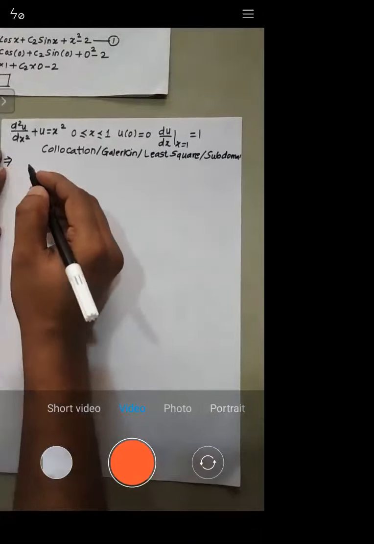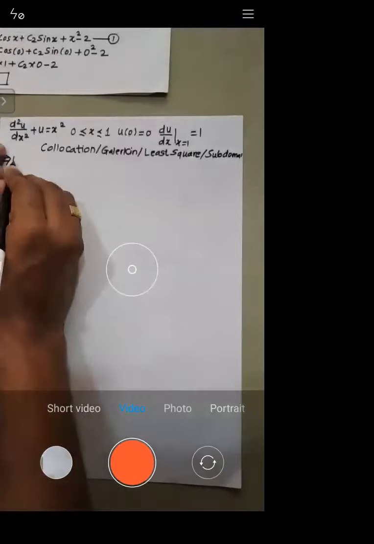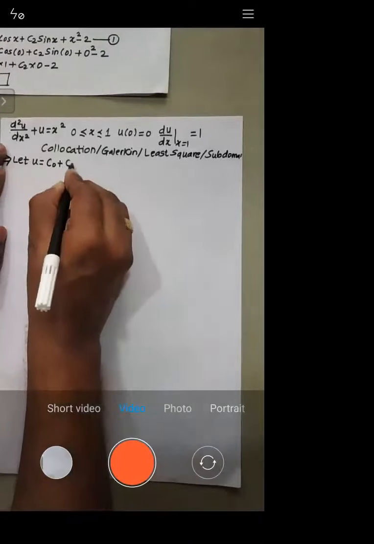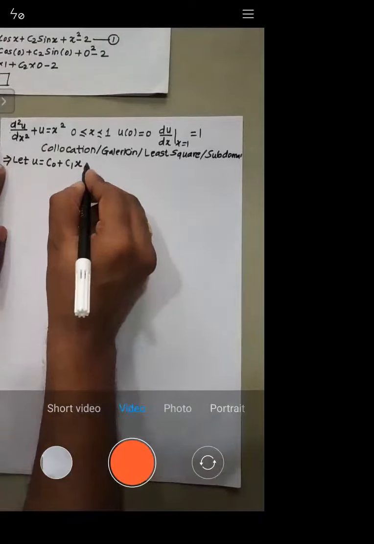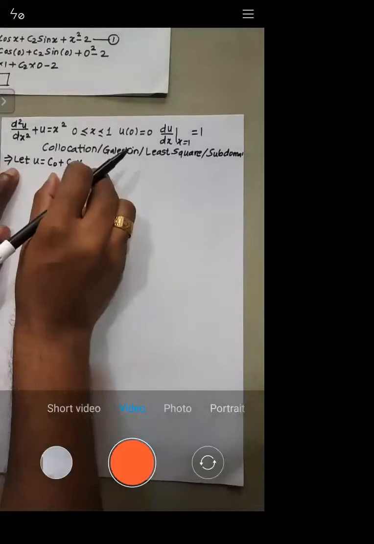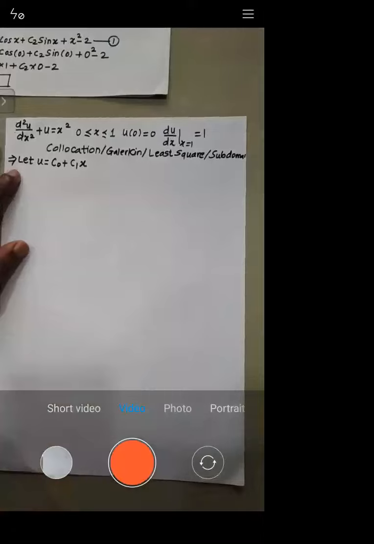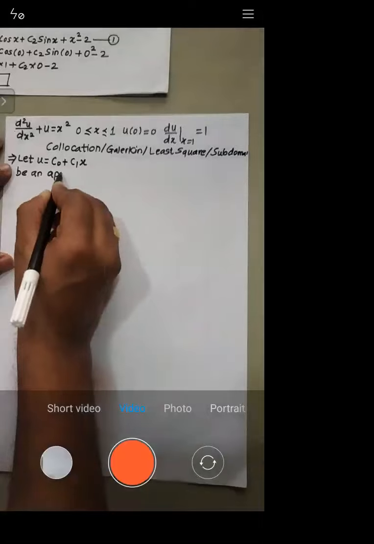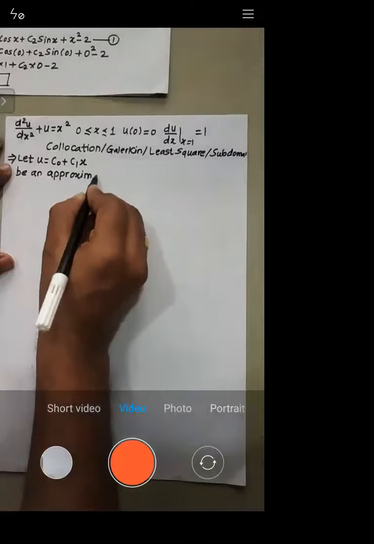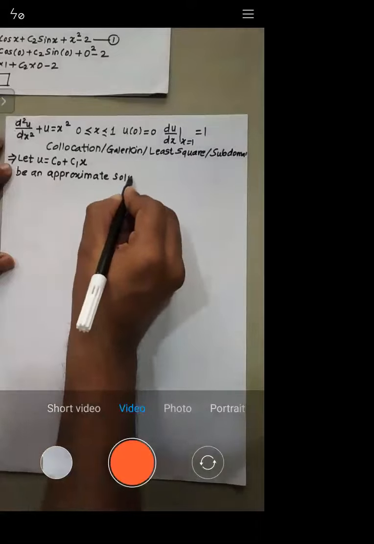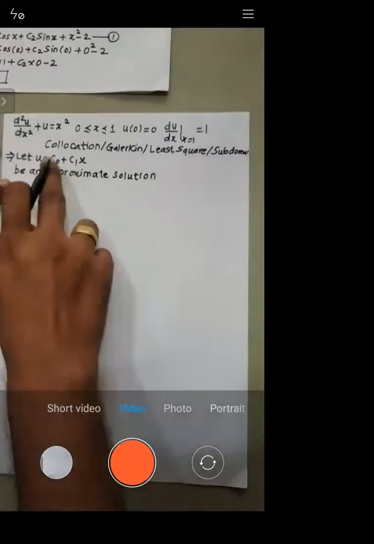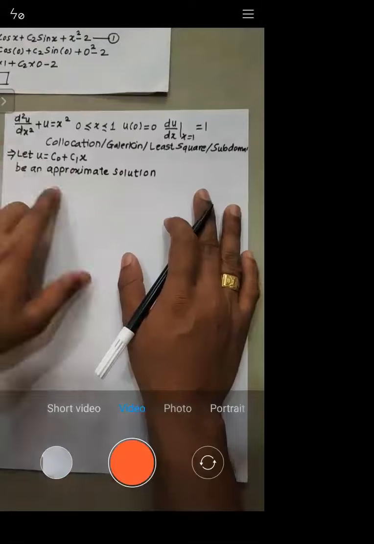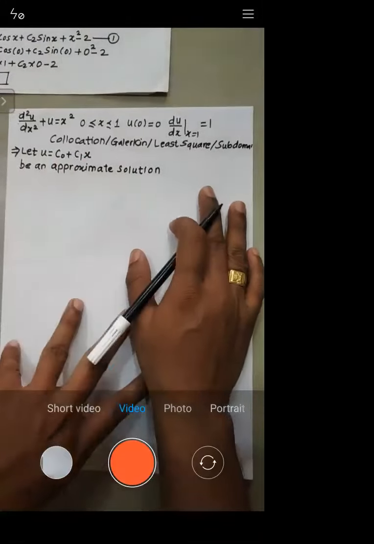Can you recall what was taken in the last lecture, yesterday's lecture? We used to write down the approximate solution initially, right? So let u is equal to C0 plus C1x. Can I take it only up to this much? Is it the approximate solution? Let me know, all of you. Is it okay as the approximate solution? Yes, sir.